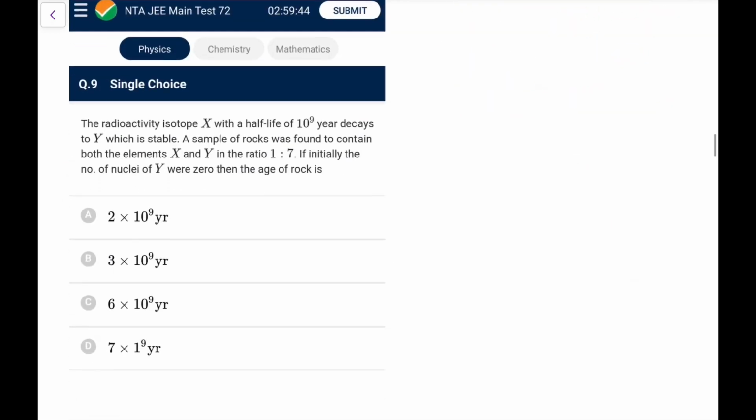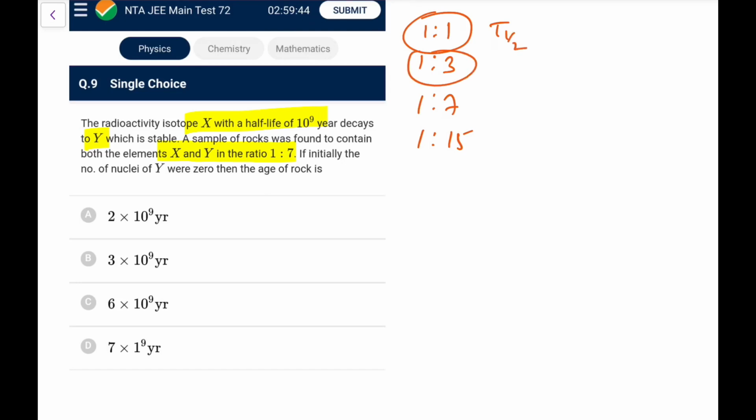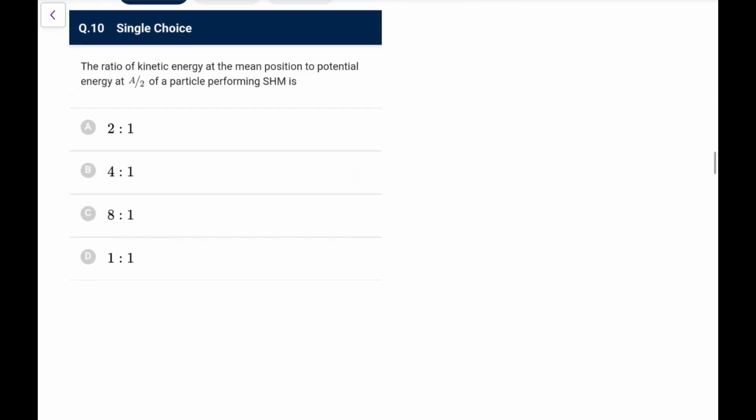Next. The radioactive isotope X with a half-life of 10 to the power 9 years decays to Y, which is stable. A sample of rock was found to contain both the elements in the ratio 1:7. I have always taught my students to look for the ratio 1:1, 1:3, 1:7, 1:15. 1:1 means 50% decay, that is one half-life. 1:3 means 1/4 remains, that is 2 t half. 1:7 means 1/8 remains, that is 3 t half. So it is 3 t half. You can directly take it. So all my students who have been taught by me should be able to do this without any major calculations.